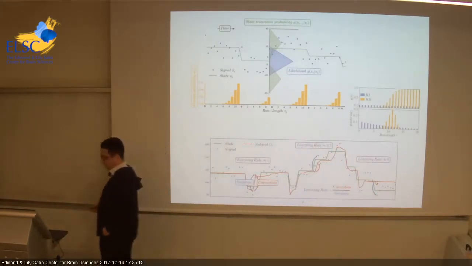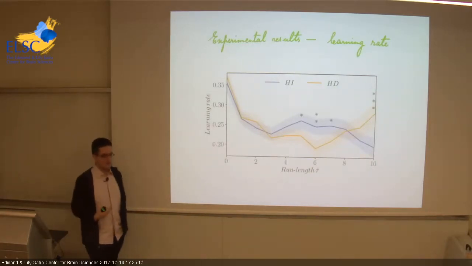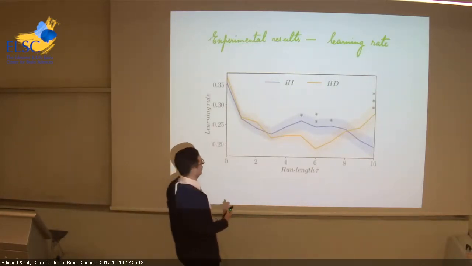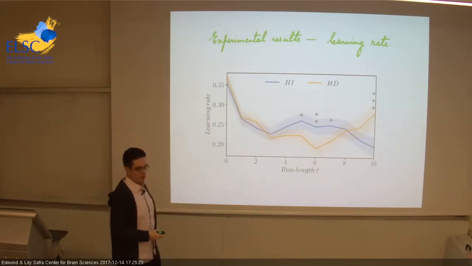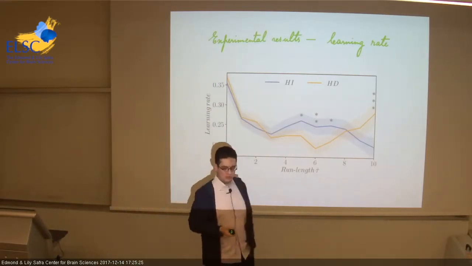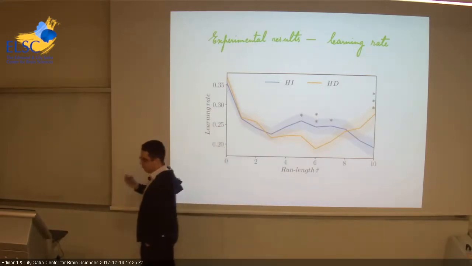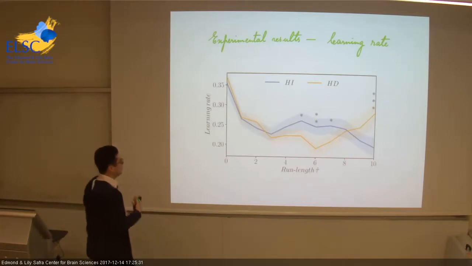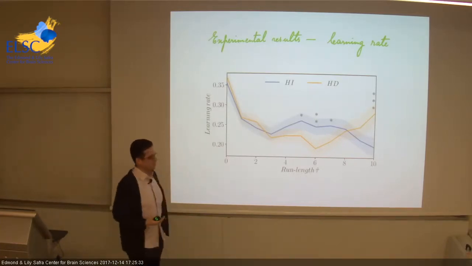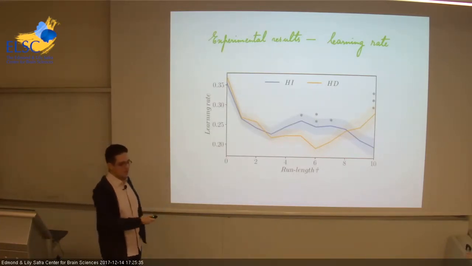So the obvious thing to do was to plot this learning rate, the average learning rate, as a function of the run length for each of the two conditions. And this is the first experimental result. It's funny that from my mouth comes the first experimental result we have, but this is it.